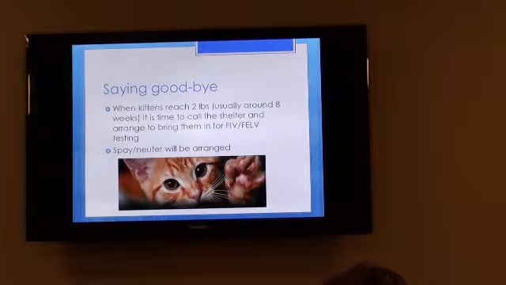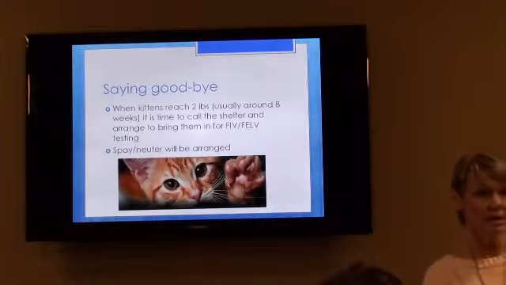Then the shelter will schedule, based on your schedule and what's convenient for you, a time for you to take the kittens to the vet to get them spayed and neutered. Usually, after they're spayed and neutered, you will be asked to pick them up and take them home for one more night. Sometimes that doesn't happen that way. Sometimes they can be picked up at the vet and taken right back to the shelter.